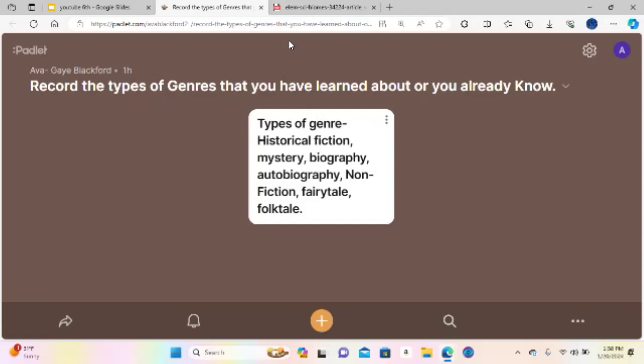Fairy tales are stories that begin with once upon a time. They usually end with happily ever after, and they have various fairy tale characters. We have folk tales that are stories that were handed down from generation to generation, and people usually learn a lesson from these folk tales. Okay.